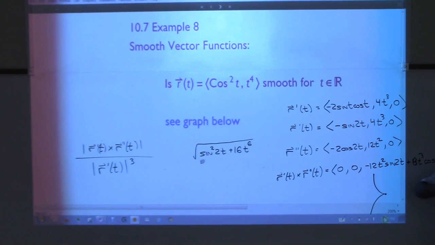So would we have to state that though? Would we have to state that the curvature at 0 is undefined? If you're asked to find the curvature of something, then I don't need you to state its domain. I just need to know what the function is. Yeah. Does that address your question? Okay.